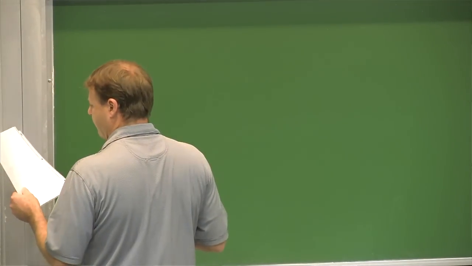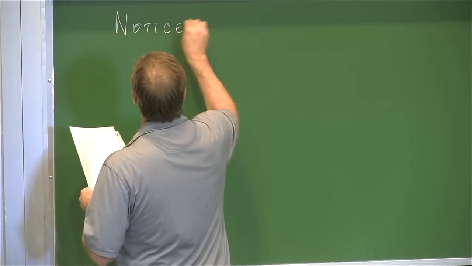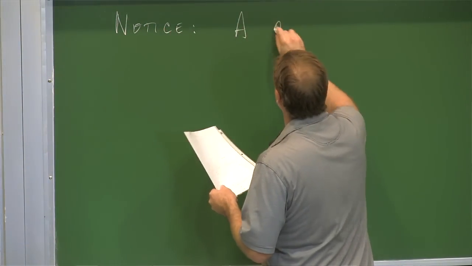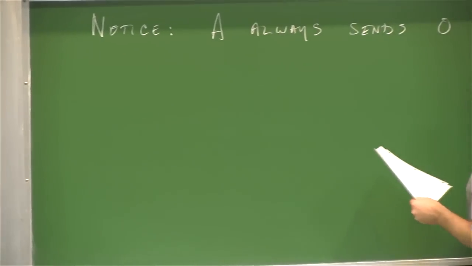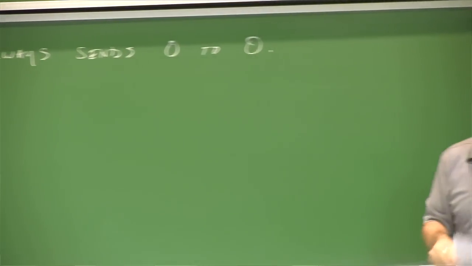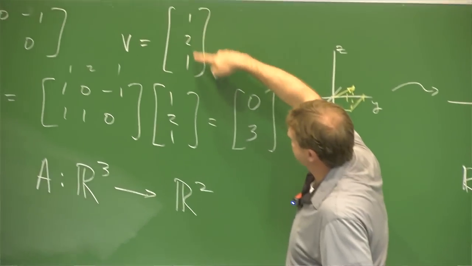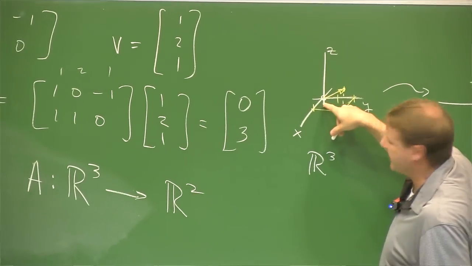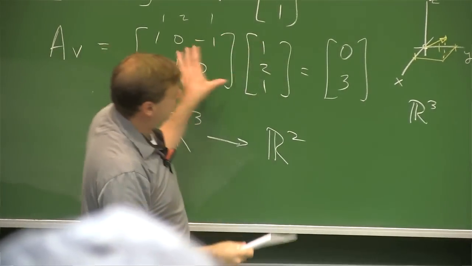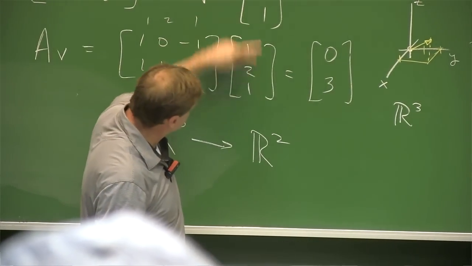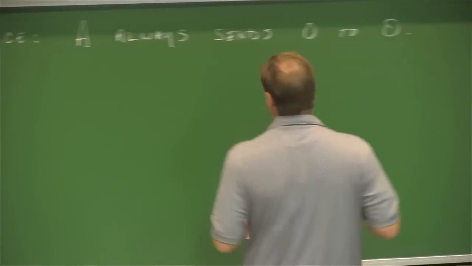Okay. I want you to notice a couple of things. First of all, A always sends 0 to 0. So think about that. If I put 0, 0, 0 here, so that's the 0 vector in this space, and I multiply by 0, 0, 0, what am I going to get? I'm going to get 0, 0. So if I have a bunch of zeros here, the only thing I get over here is zeros. So it kind of gives us a landmark.